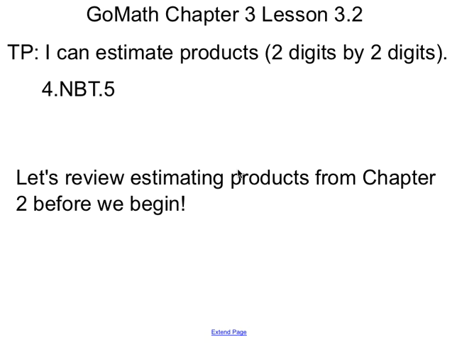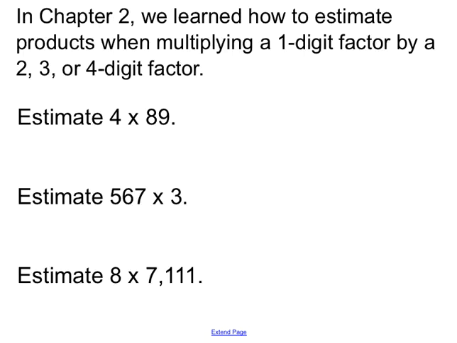Teaching point: I can estimate products for 2 digits by 2 digits. Okay, and this still is 4.NBT.5. So let's start by reviewing estimating products from Chapter 2 before we begin with this lesson. In Chapter 2, we learned how to estimate products when multiplying a 1-digit factor by a 2, 3, or 4-digit factor, like shown below.